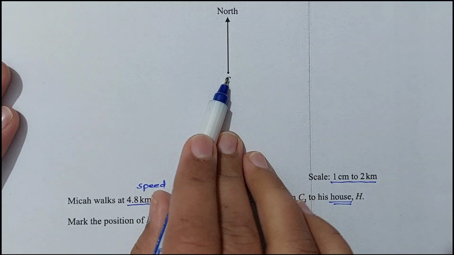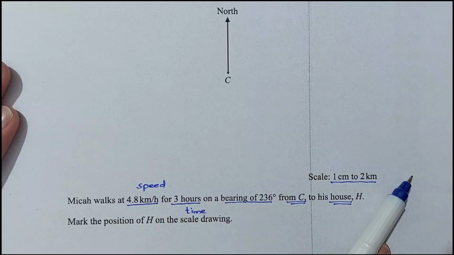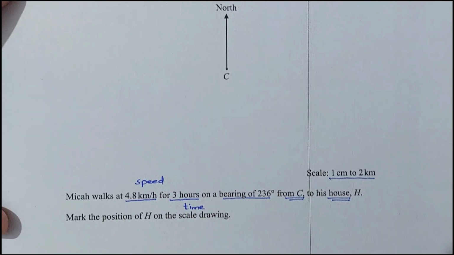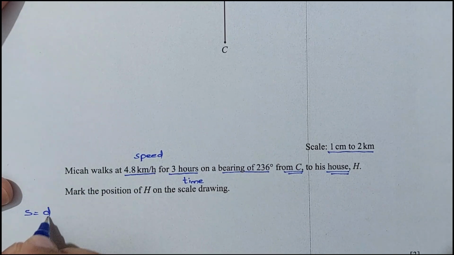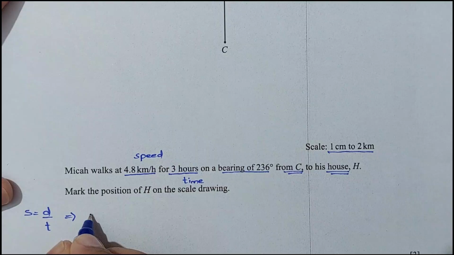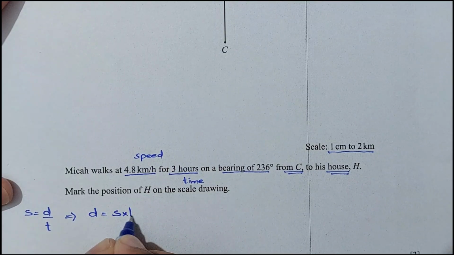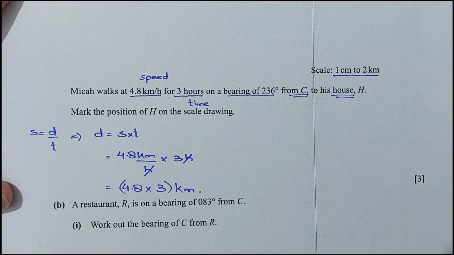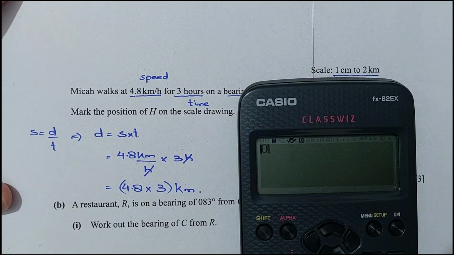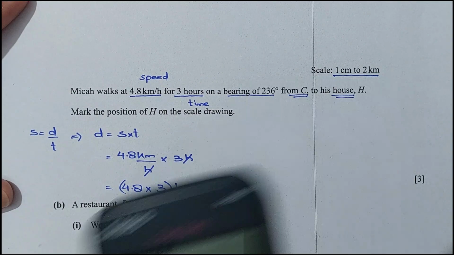Okay, from C to H. First thing first, let me find the distance, because we have been given the speed and the time. The formula is speed equals distance over time, so from here we can find the distance. Distance equals speed times time. The speed we have is 4.8 kilometers per hour, multiplied by the time, 3 hours. So hours cancels with hours. So 4.8 times 3. This is in kilometers. Let me show you the working. So what is 4.8 times 3? This is 14.4.